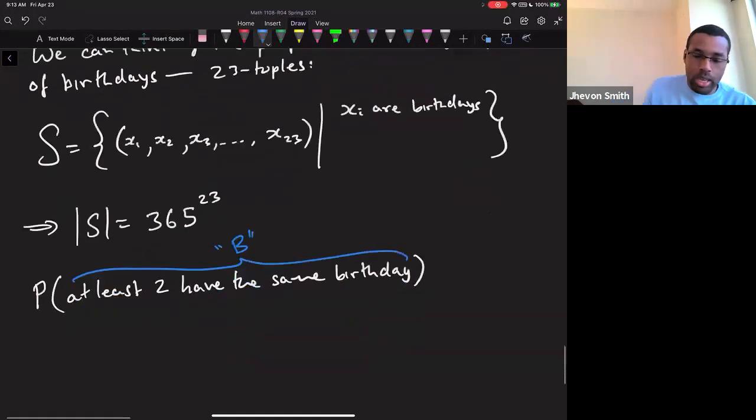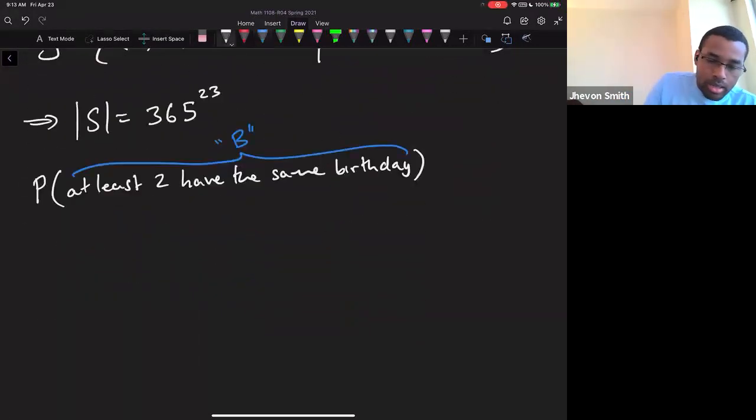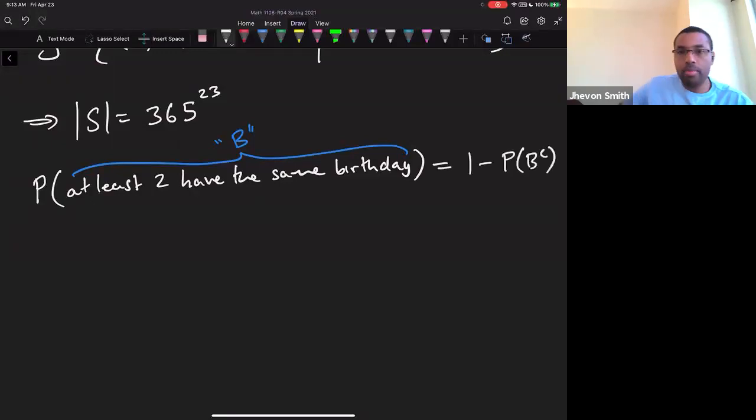So what we can use here is that this is equal to 1 minus the probability of B complement. So you could have 2 people or 3 people or 4 people. The thing that I just described happening with 2 people, you could also do it with 3s and then 4s and then 5s and then 6, all the way up to 23. You don't have time for that. Ain't nobody have time for that, right?